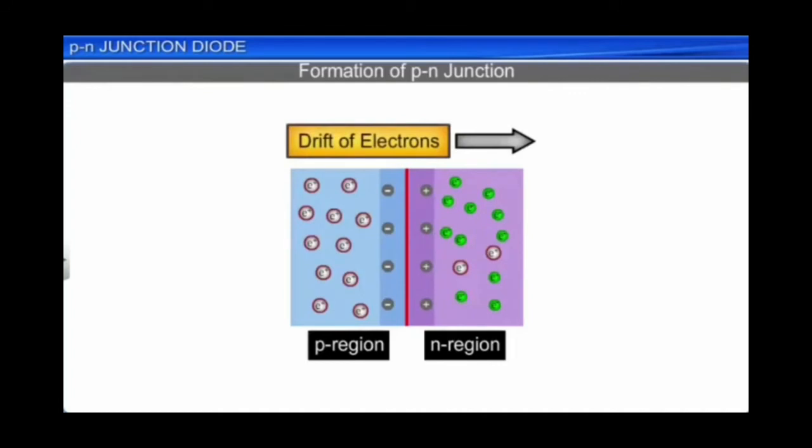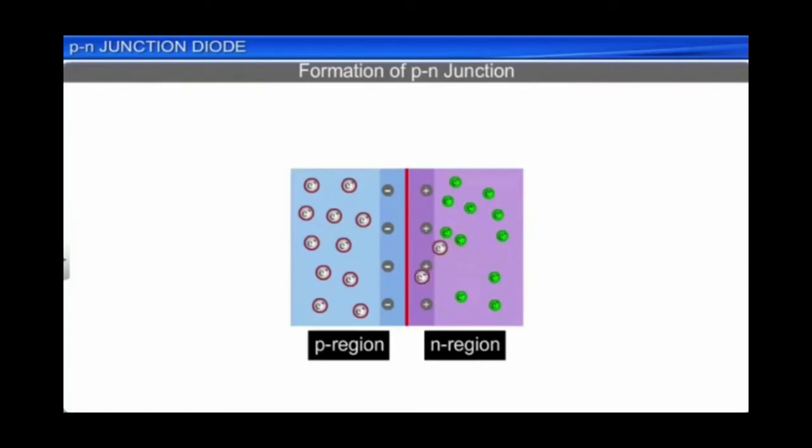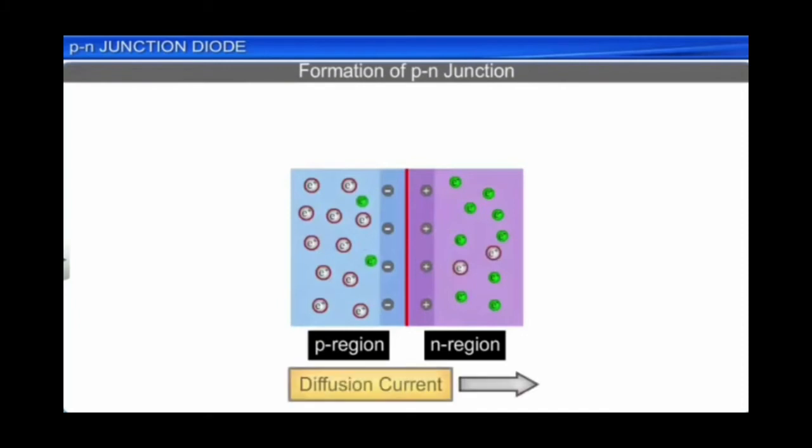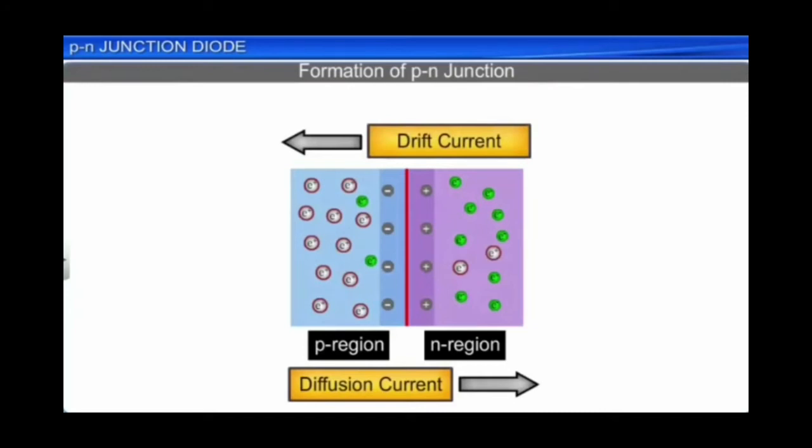So the free electrons from the P region will be attracted towards the N region. Likewise, the holes from the N region will be attracted towards the P region under the action of this electric field. This movement under the action of electric field, we call it drift. So we can say that there takes place a drift of minority charge carriers from P to N and N to P. And this drift of minority charge carriers constitutes a current called drift current, which is in the direction from N to P.